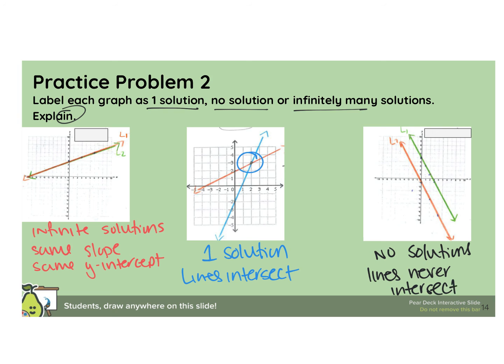So that's it for these. You've got 2 more practice problems and then your exit ticket.